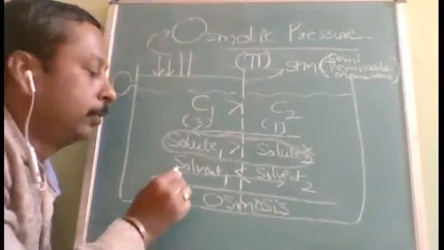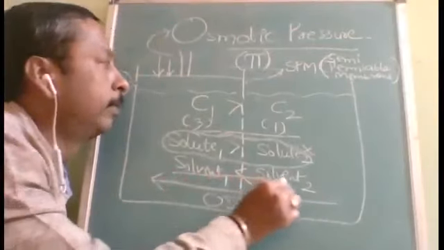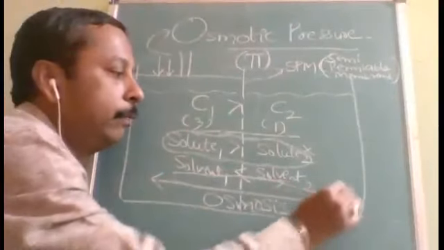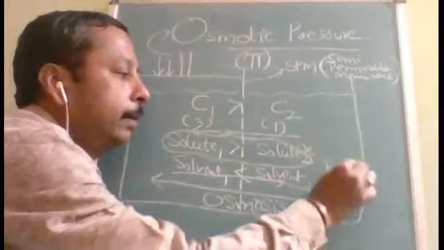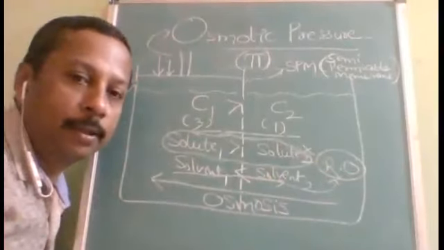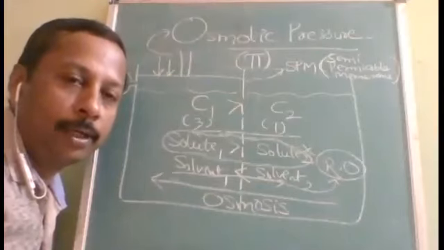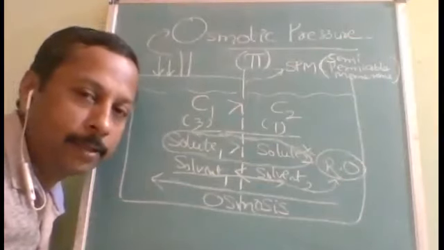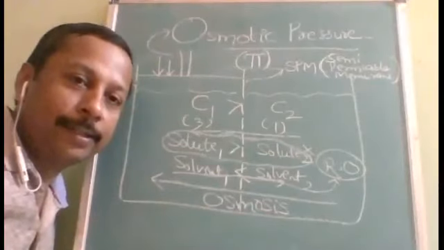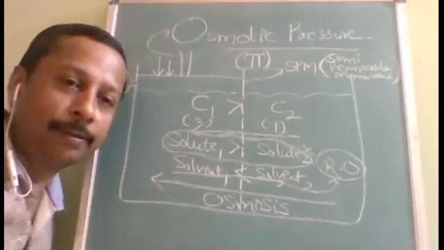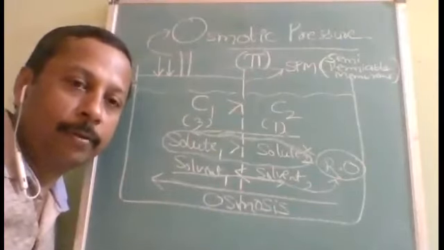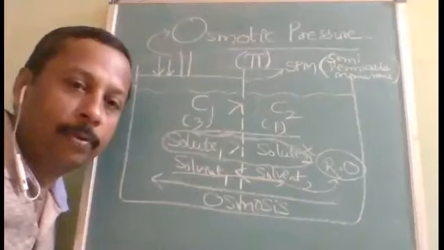So the flow of solvent from high concentration to low concentration is called reverse osmosis. What is it called? Reverse osmosis, called RO. So RO water purifiers are based upon this only. Sometimes crazy ideas will make your life also crazy. Because of this crazy idea only, today we are having pure water.